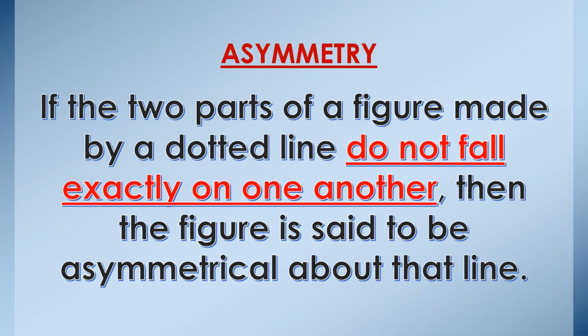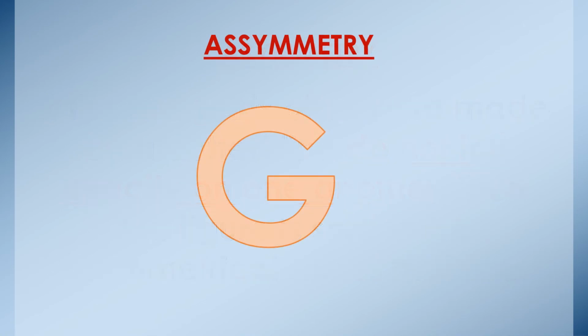Asymmetry. If the two parts of a figure made by a dotted line do not fall exactly on one another, then the figure is said to be asymmetrical about that line. Let us understand this concept with the help of an example.